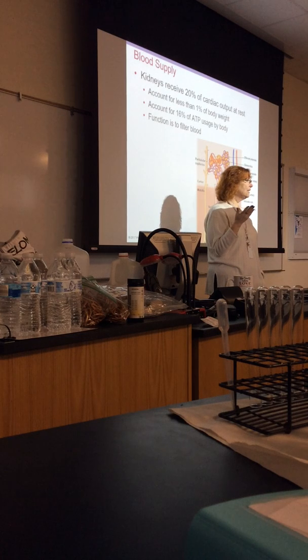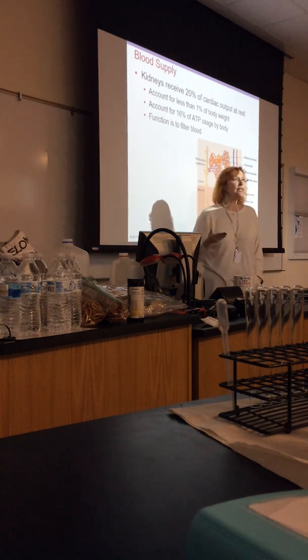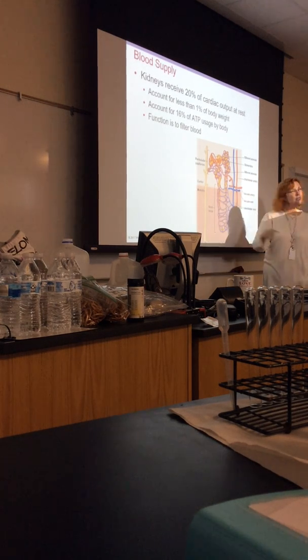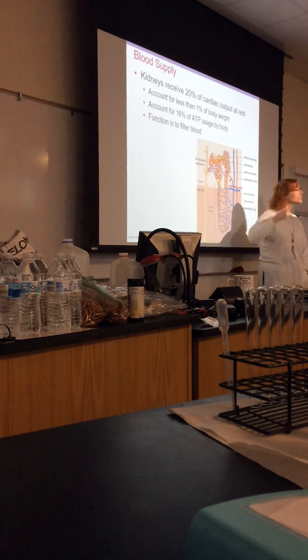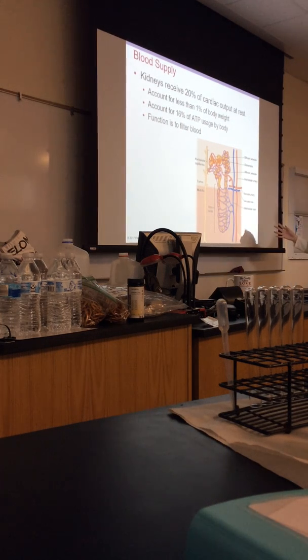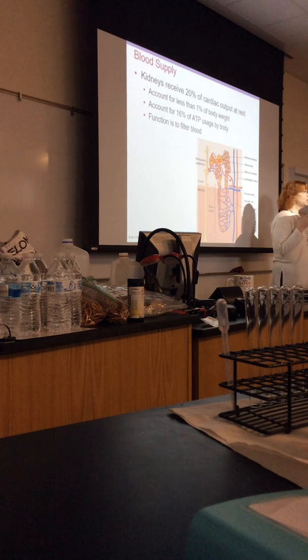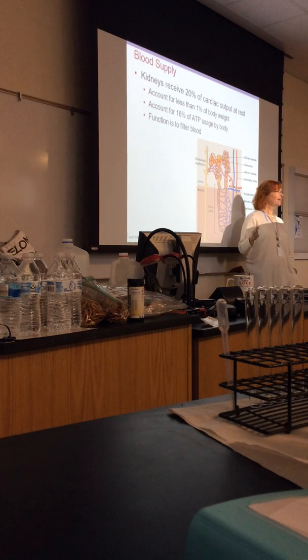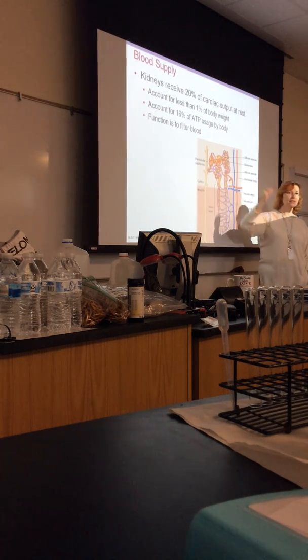Why? Because its job is to clean the blood, right? We want that blood that's constantly undergoing chemical changes, volume changes, to constantly be checked. So 16% of all ATP in the body is used by the kidneys, and again, why? Because its job is to filter the blood.